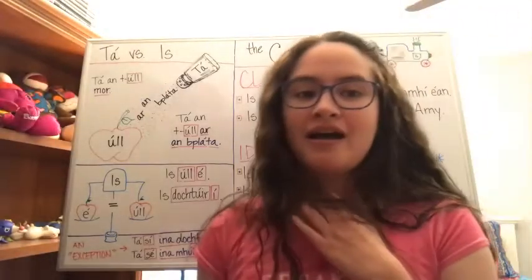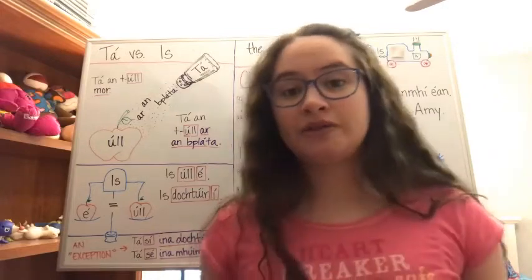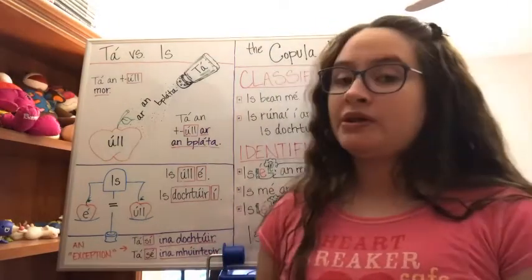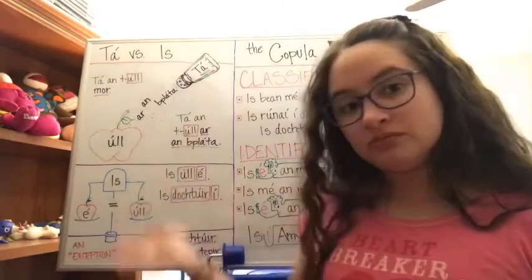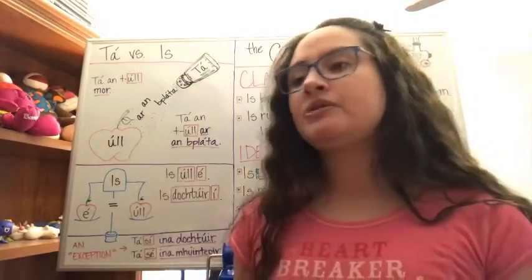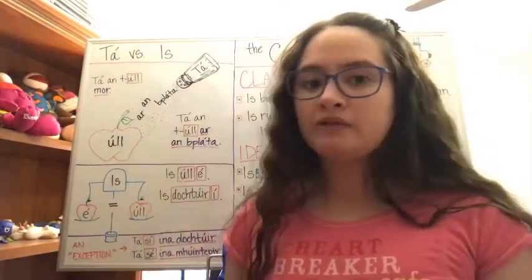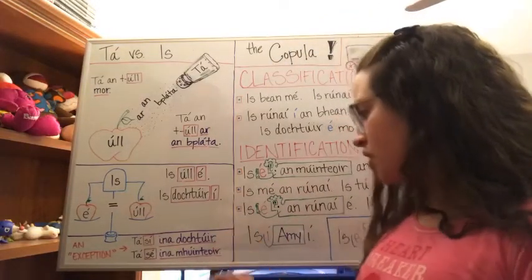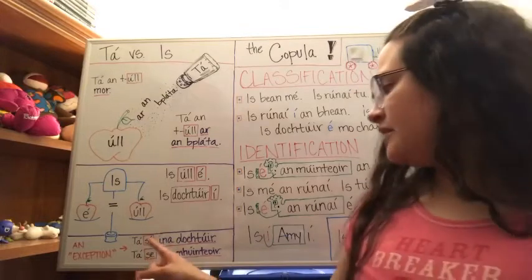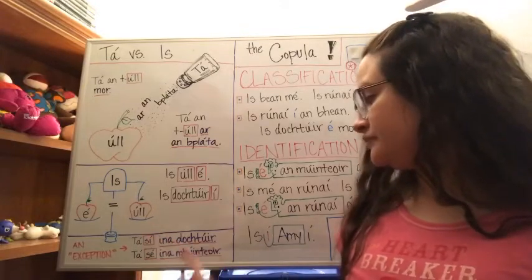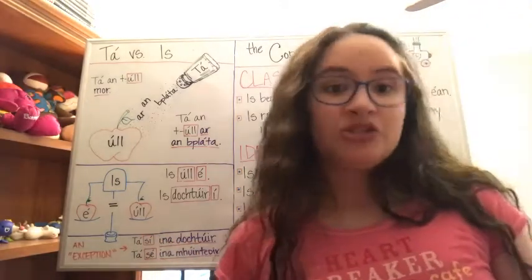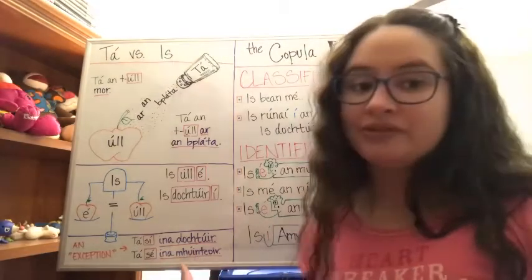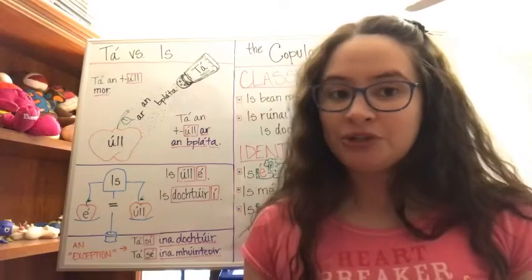One thing that I found is presented as an exception, and I know there is more than one exception to this rule that I've presented to you. I'm really familiar with only one of them, and I'll show it to you now. So, tá sí ina dochtúir. Well, that means she is a doctor. Tá sé ina mhúinteoir. That means he is a teacher.